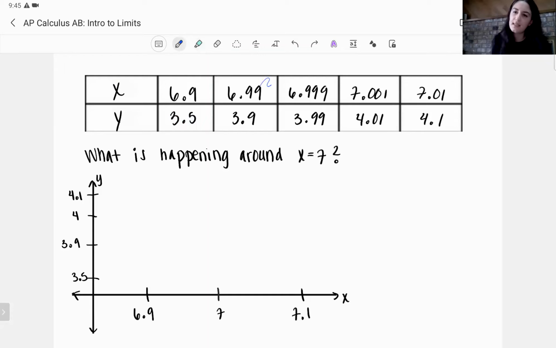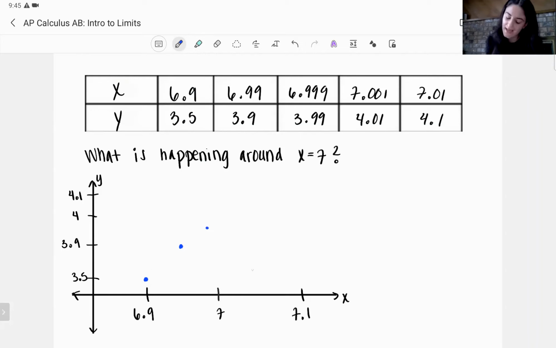So what I'm going to do is take these x and y values and plot them on this graph. So we know that when x is 6.9, our y is 3.5. So that's going to be about right there. And then we know that at 6.99, y is 3.9. So that's going to be somewhere right there. And then at 6.999, y is 3.99. So we're going to be somewhere about there.